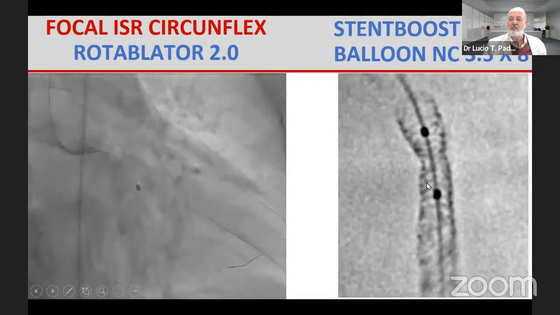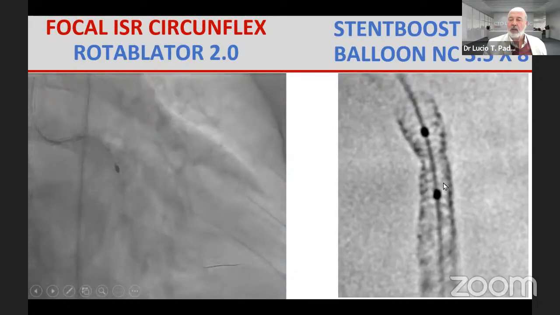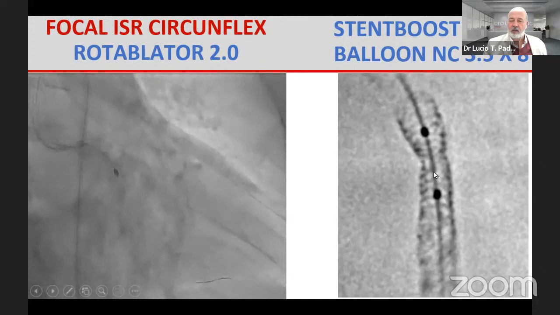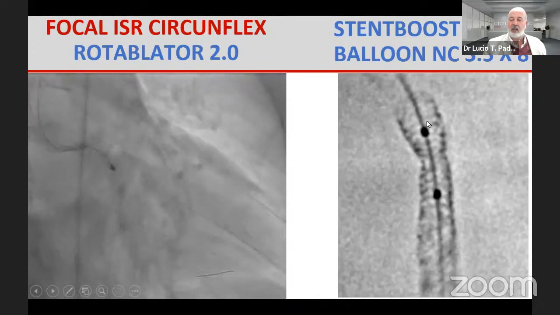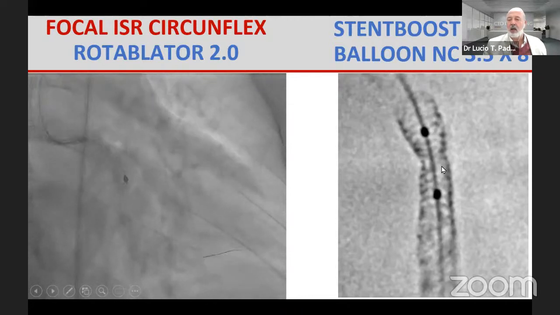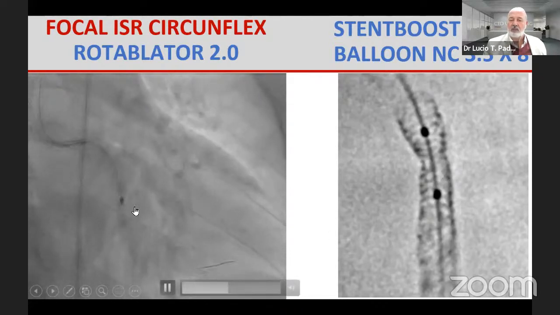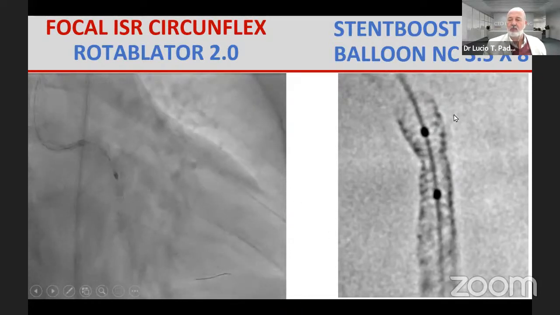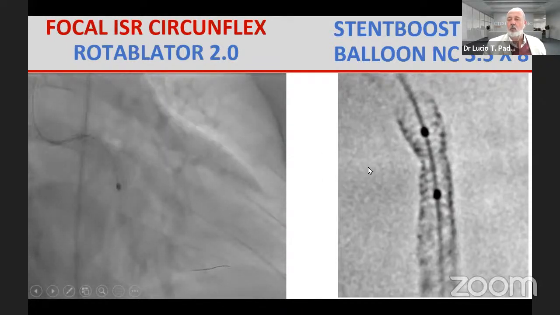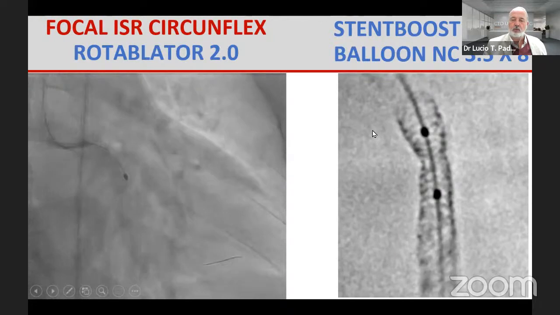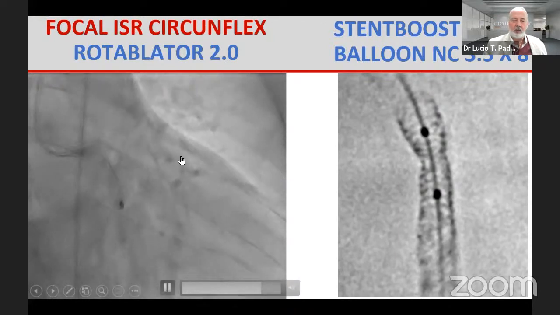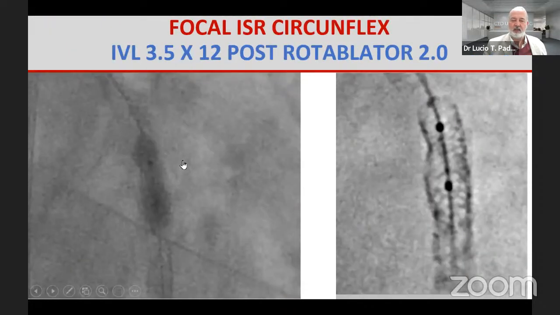And this is the stent boost. What about after the rotablator? It seems to be better, but it's not completely okay. And this is after a non-compliant balloon after rotablator. This is the stent boost. So this tool, the stent boost, is a very good option to use in all angioplasty, after stent and after the balloon.